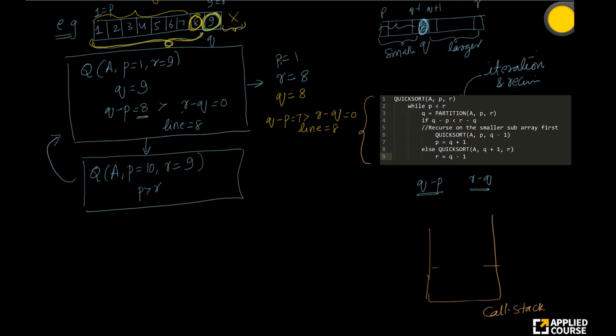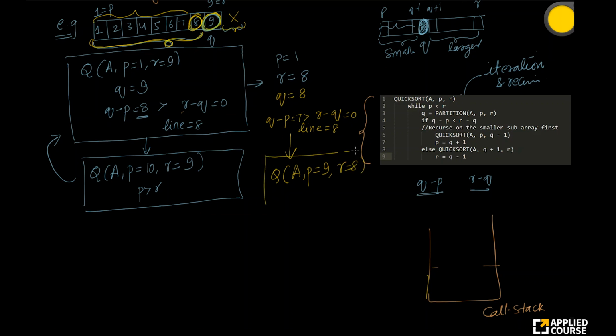Because there is no calling function that is waiting to get finished. Right? So now from here again, I'll get a recursive call. Because what happens in line 8, I'll again call Quicksort with A and Q plus 1. My P is Q plus 1. So what is my P? My P is Q plus 1, which is 9. And what about my R? My R stays the same. My R is now still 8.